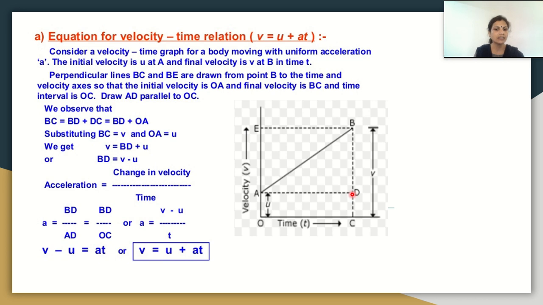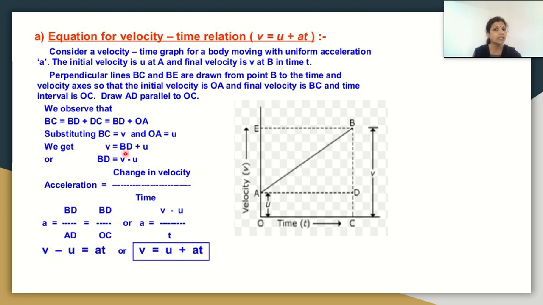From the graph we understand that BC is final velocity V and BC is equal to BD plus DC, right? Your simple mathematical rule. BC is equal to BD plus DC. Now AO is initial velocity U. AO and DC are equal, their measurement is equal. So DC is also U, right? So I can write BD plus DC as BD plus U, isn't it?